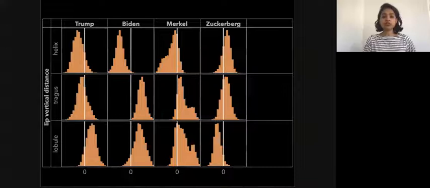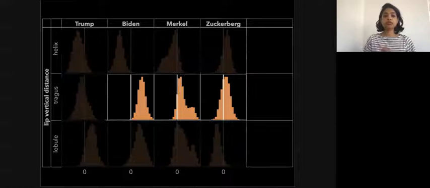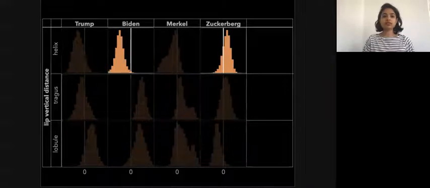We compute these correlation features from 10-second video clips of 4 individuals, that is Donald Trump, Joe Biden, Angela Merkel, and Mark Zuckerberg. Shown here are the distributions of correlation between the horizontal motion in the 3 regions of the ear and the vertical distance between the lips. The white line in each graph corresponds to 0 correlation. And in each case, we found that on average, the correlation between the lips and the ear was non-zero. These correlation distributions were found to be somewhat identity independent, but they also exhibit some identity-specific properties.